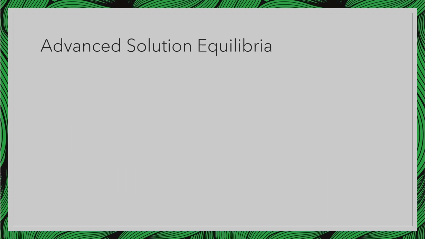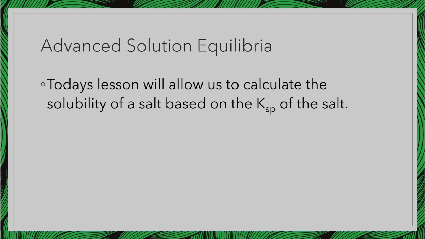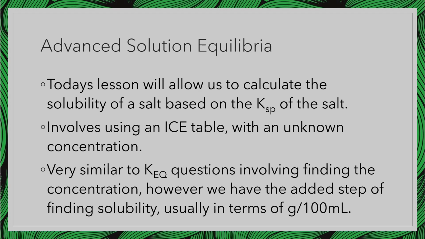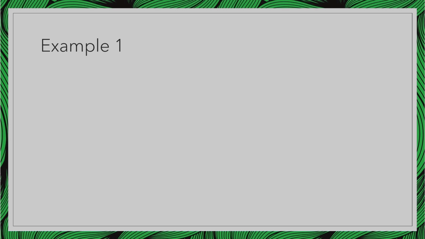Now, the advanced solution equilibria. So today's lesson will allow us to calculate solubility of a salt based on the KSP. It involves using an ICE table with an unknown concentration, and is very similar to the KEQ questions involving finding the concentration. However, we have the added step of finding solubility. So we need to do that conversion, that moles per liter to grams per 100 mL. Now, we'll get straight into it. We know how to use ICE tables. We should know how to calculate concentrations at equilibrium.